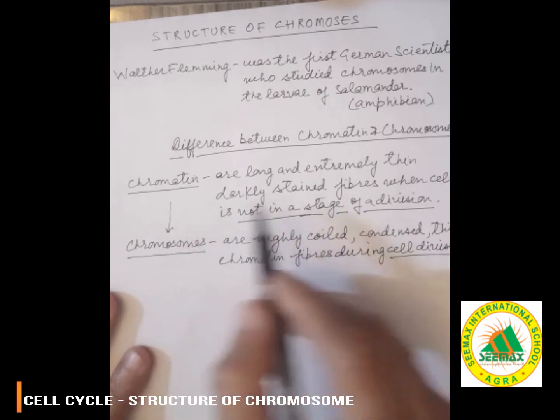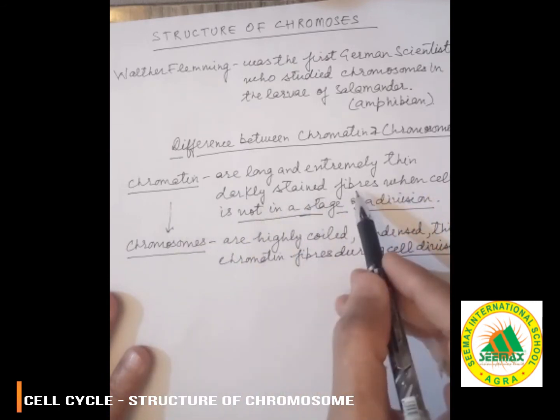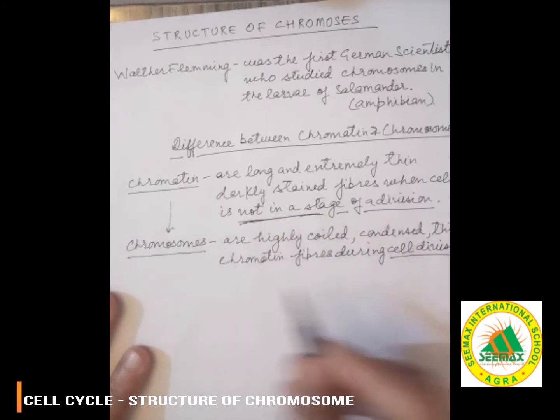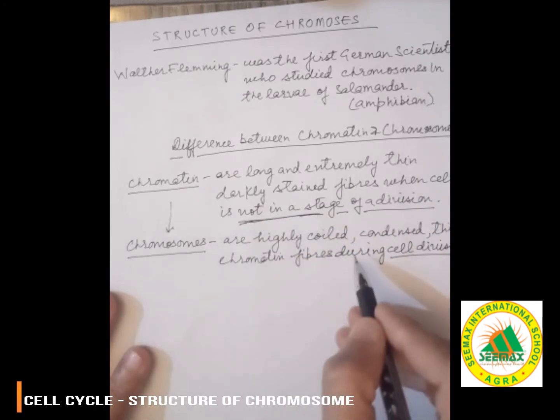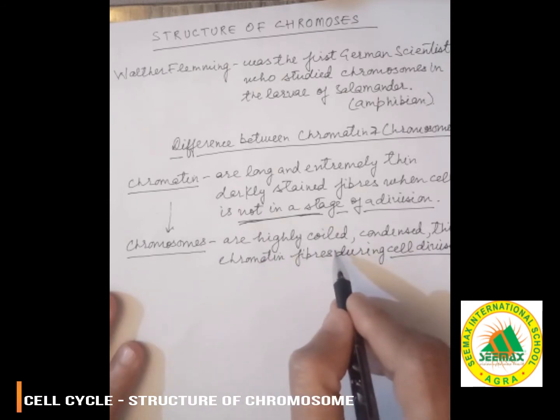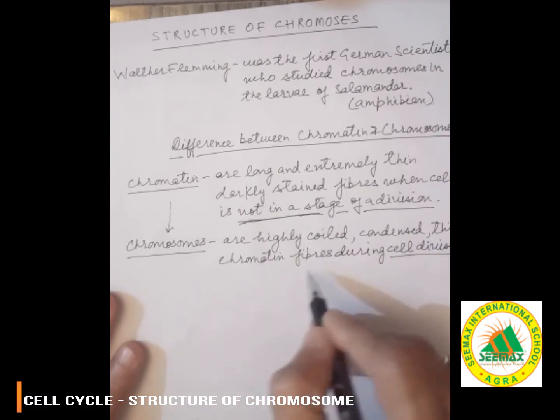So these are the two differences between chromatin and chromosomes. Chromatin is very thin, darkly stained fibers, and it is not in the stage of division. And chromosomes happen during cell division. They become very thick, highly condensed fibers.